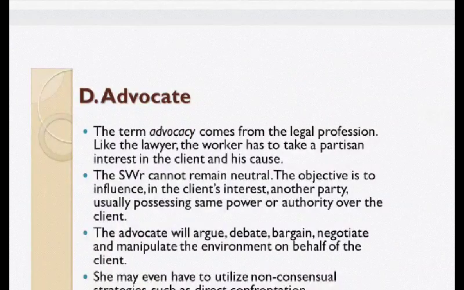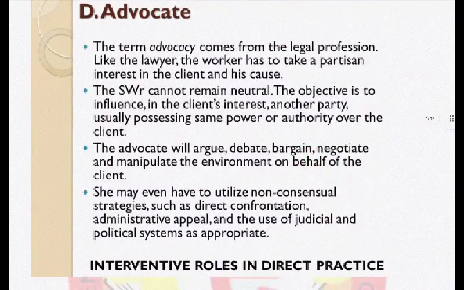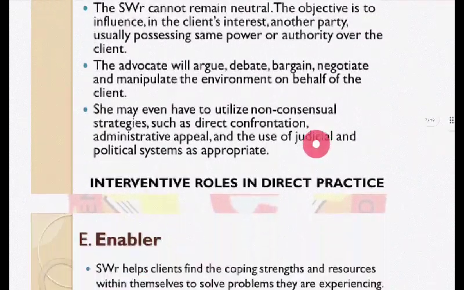The term advocate comes from the legal profession, like lawyer, and the worker has to take partisan interest in the client and his cause. The social worker cannot remain neutral, no? Hindi pwede na wala akong pinapanigan. The objective is to influence in the client's interest another party, usually possessing power or authority over the client. Advocate will argue, will debate, will bargain, negotiate, and manipulate in the environment on behalf of the client. She even has to utilize non-consensual strategies such as direct confrontation, administrative appeal, no? Nakiki-apila talaga yung social work, and use judicial and political system as appropriate.